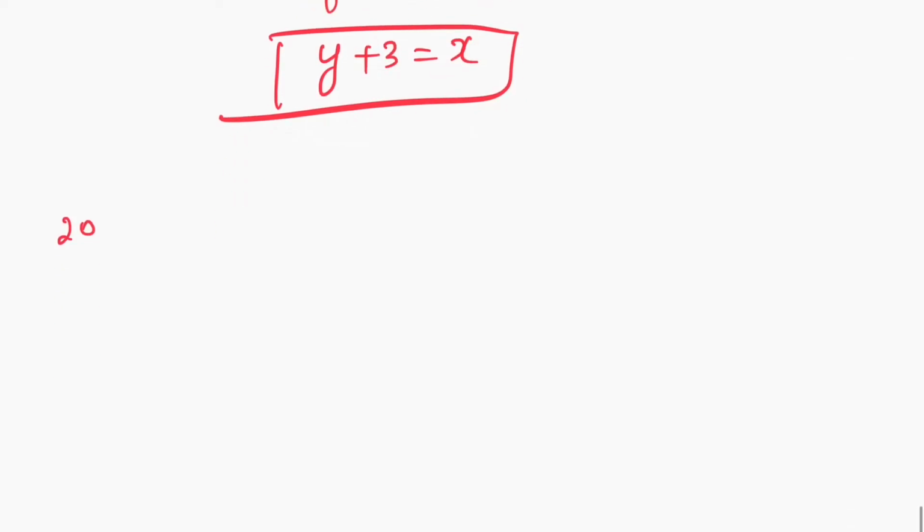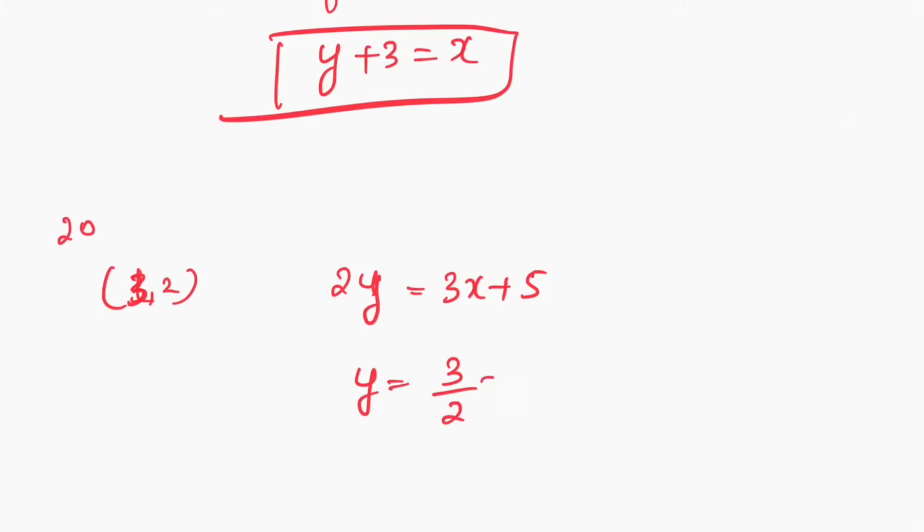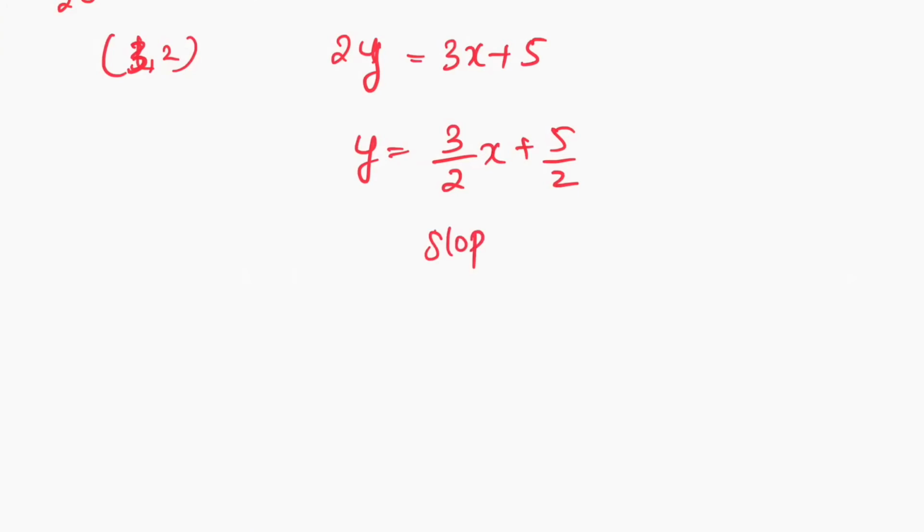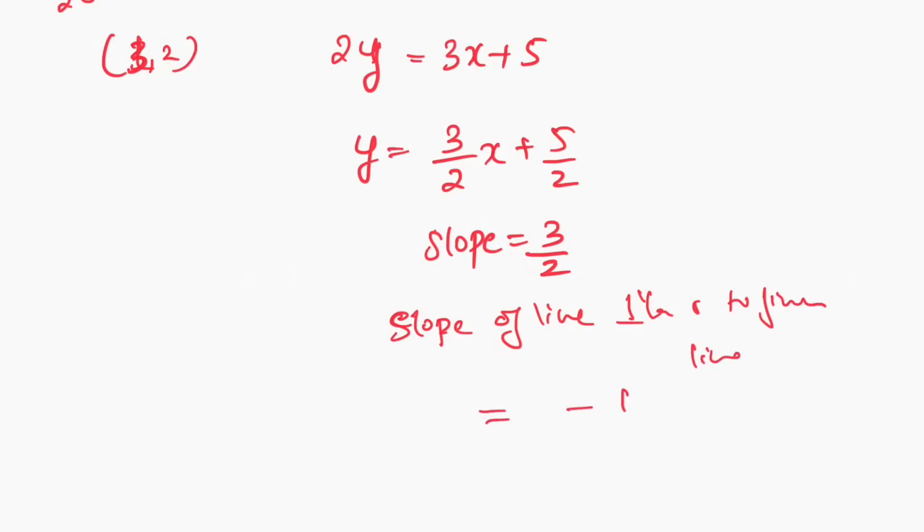Write down the equation of line AB through (3, 2) perpendicular to the line 2y = 3x + 5. So y = 3/2 x + 5/2. So what will be the slope here? Slope is equal to 3/2. Okay. So slope of line perpendicular to the given line will be equal to -1 by 3/2, that is equal to -2/3.